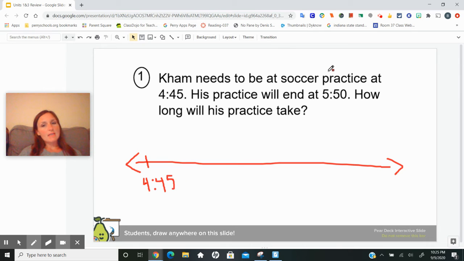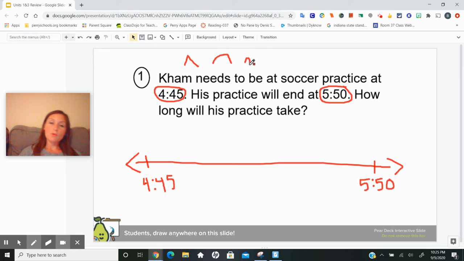All right, now it says that his practice will end at 5:50. So that's the time that it's over. So I'm going to put that at the end here. So 5:50. And I have to figure out how much time is in between 4:45 and 5:50. So again, remember, mountains means 1 hour, hills means 10 minutes, and then rocks are 1 minute.